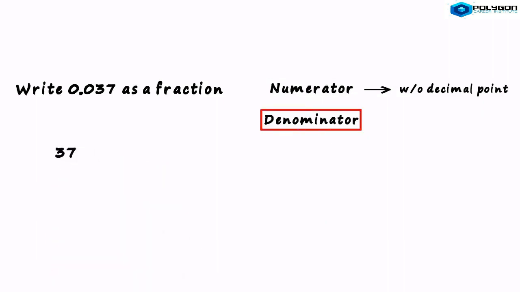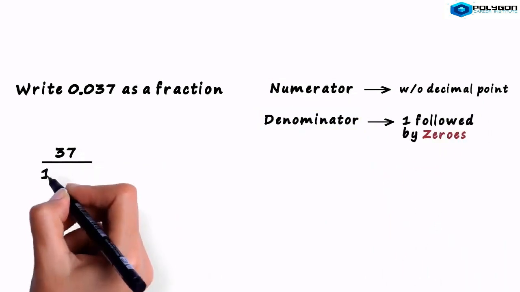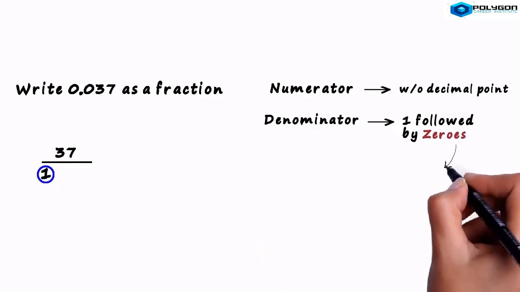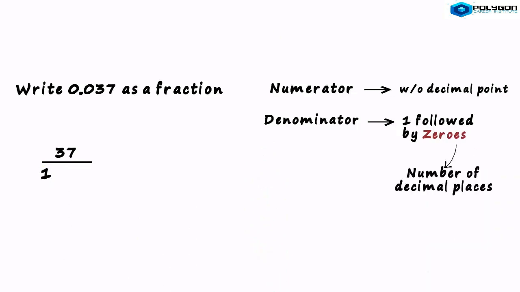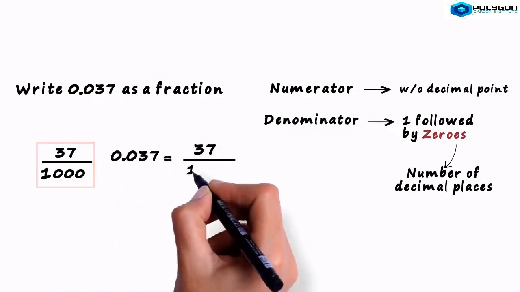And in the denominator, we write a 1 followed by zeros. But the important question is, how many zeros? The number of zeros we write after the 1 is simply equal to the number of decimal places. There are 3 decimal places here: tenths, hundredths, and thousandths. So we add 3 zeros. There you go, that's your fraction. 0.037 can be written as 37 by 1000.